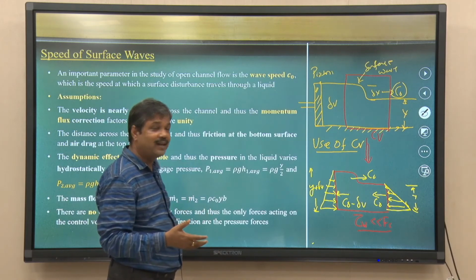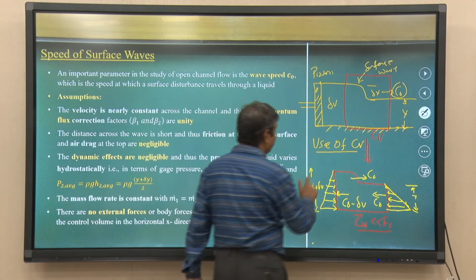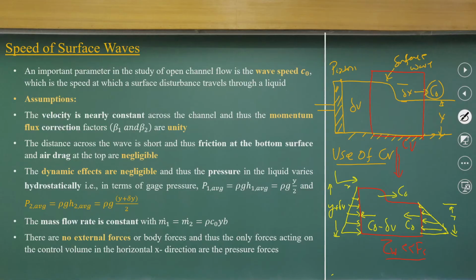What are the force components there? If I am looking at it, this is the x direction and the y direction. So, I have two equations with me. One is the mass conservation equation for this control volume, and another is the linear momentum equation.